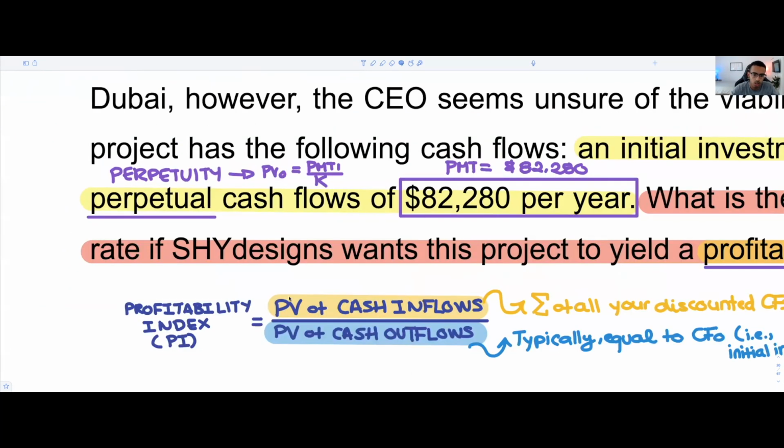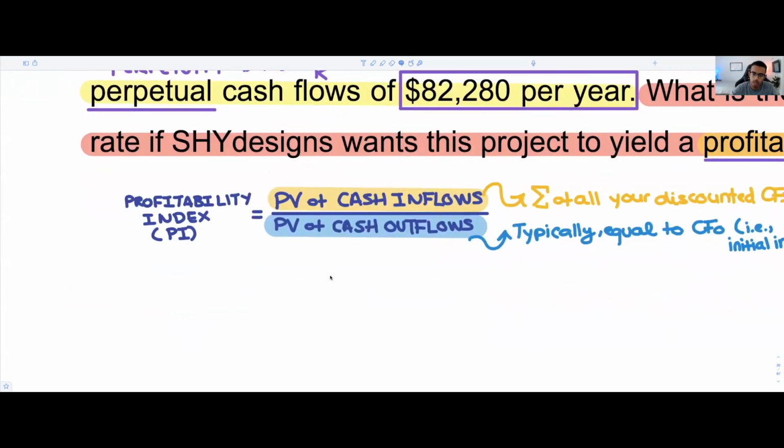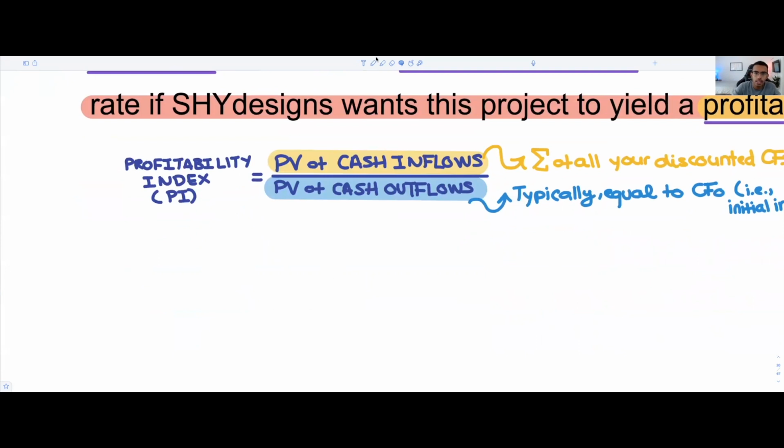So in this case, what's awesome, I'll kind of do a little game here, I'll use green. We already know our PI, and we already know our cash outflow, but we're not too sure what the present value of our cash inflows is just yet. So I guess we could put this in red. So there's only one really missing variable here, if you really want to get hardcore.